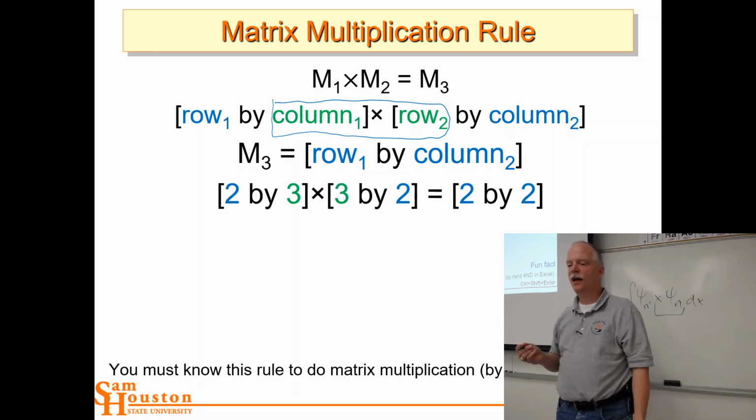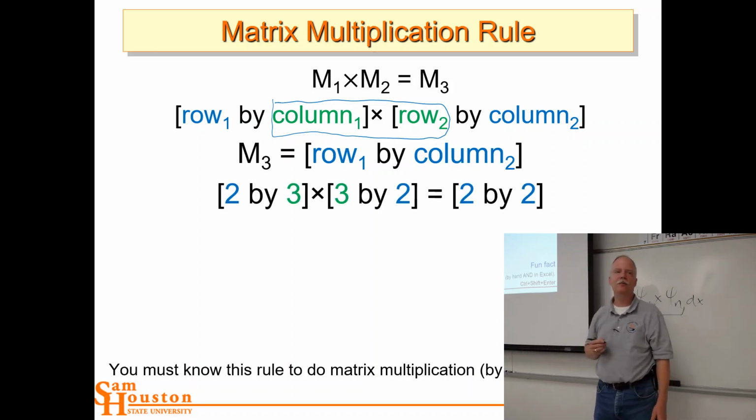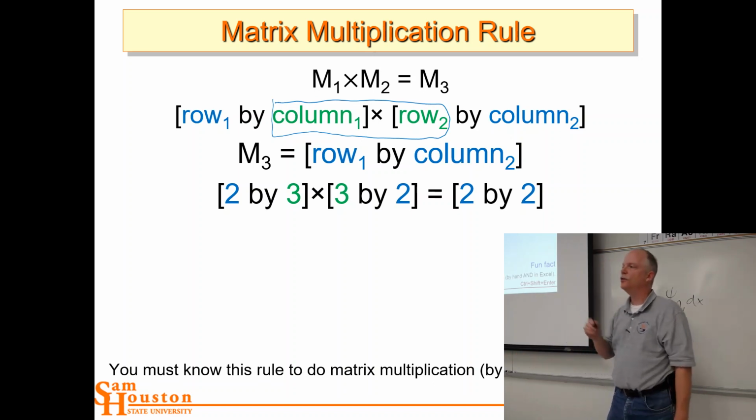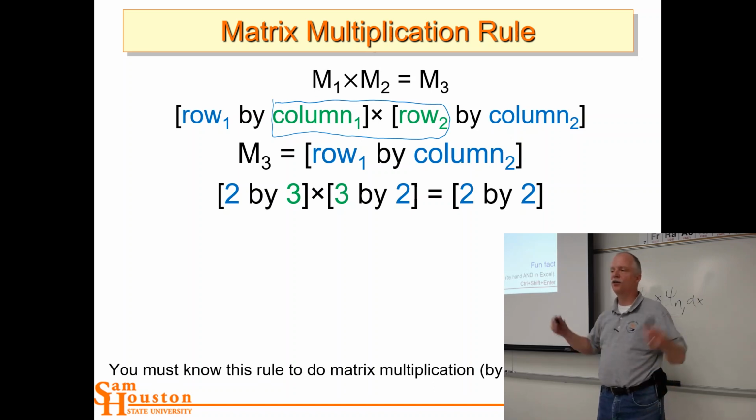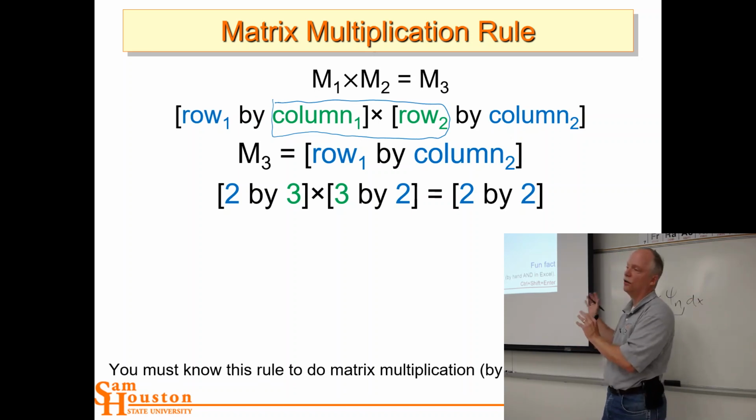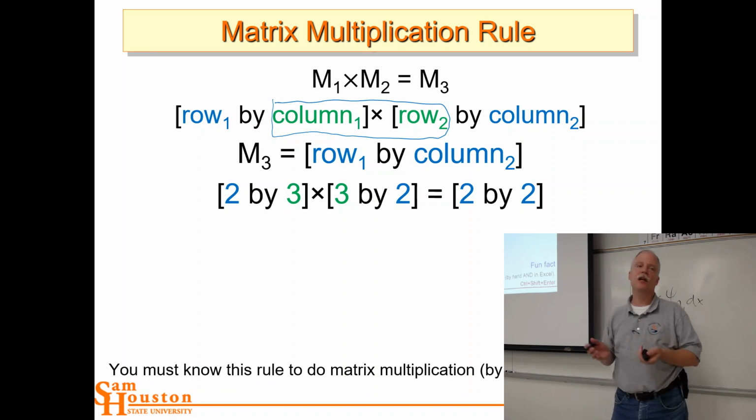And so this is an example. We had a 2 by 3 multiplied by a 3 by 2, and the middle numbers are 3. So that's compatible. Okay. And then the result is the outer two numbers. The rows from number 1 and the columns from number 2 become the row by column in the result. So it's nice to see it all color-coded. You can see the multiplication rule.